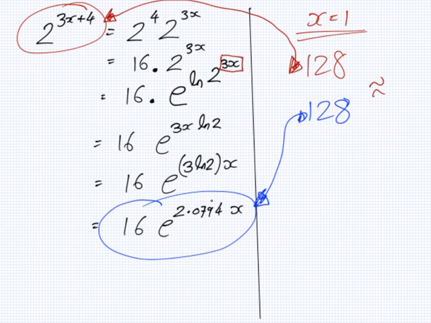In fact, the reason they're not exactly the same is because here I had to round off. If you want to keep it more exact, you could leave your answer in this form, which is actually a little bit better. Okay, so we've done it here. The a is 16 and the b is about 2.0794.